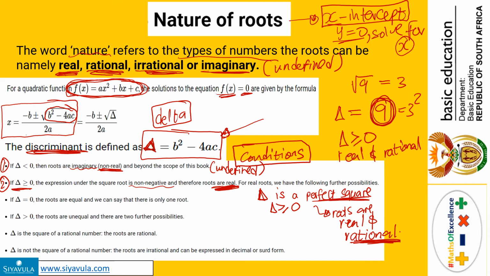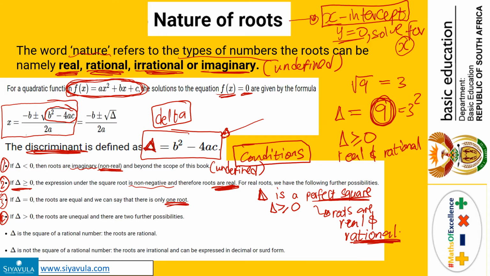Now, let's go to the third condition. If delta is equal to 0, the roots are equal, and we can say that there is only one root. You'll see it as we move further in this lesson. What do we mean when we say delta equals 0? We have one root. I'll just show you on the next page.